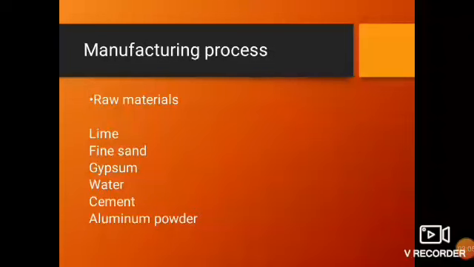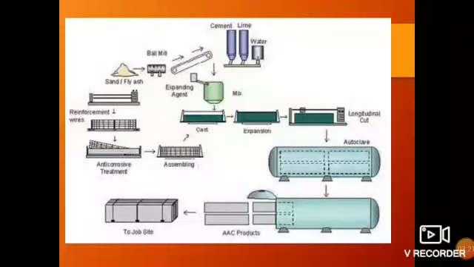First we will see the raw materials used in the manufacturing process. The raw materials are lime, fine sand, gypsum, water, cement, and aluminum powder. We can see in this picture the process of manufacturing.